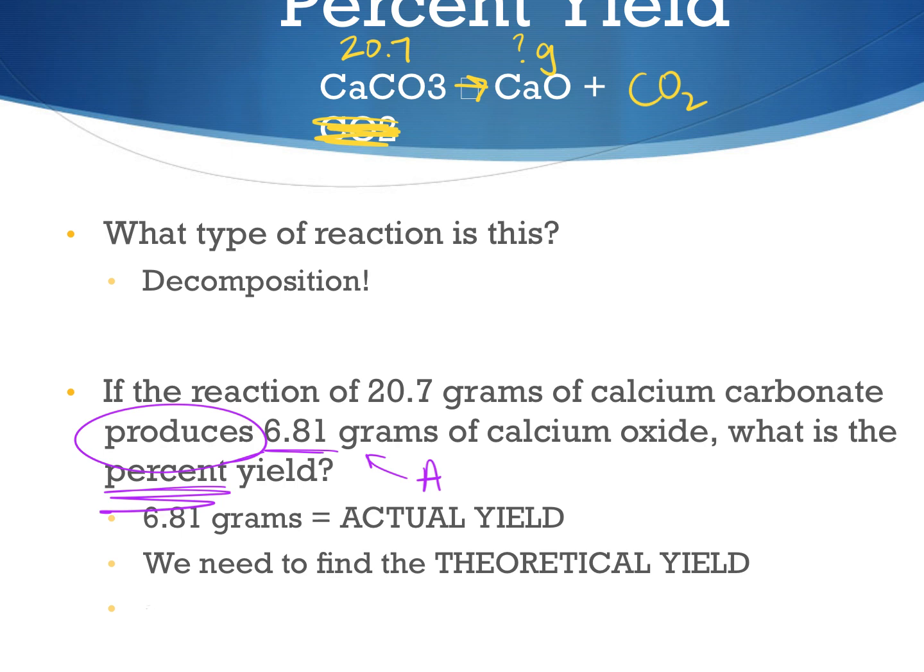Is our reaction balanced? Did we check that? I think luckily it is. 1 calcium, 1 calcium, 1, 2, 3 oxygens, 3 oxygens. So we're all good to go. Okay, 1 to 1.